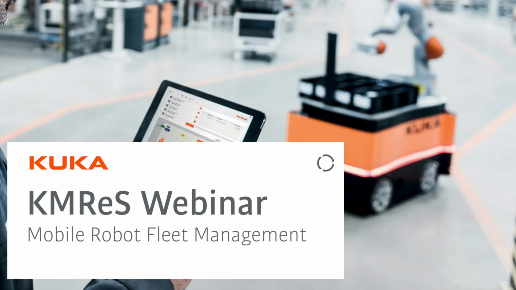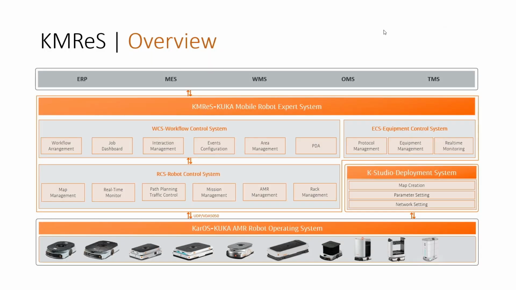So setting up the parameters for the system and configuring the robot onto your wireless network. And then at the bottom of this, we have the KUKA. This is the operating system out on the vehicle platform itself. Our systems share a common operating system, and KMReS is able to control all of these.